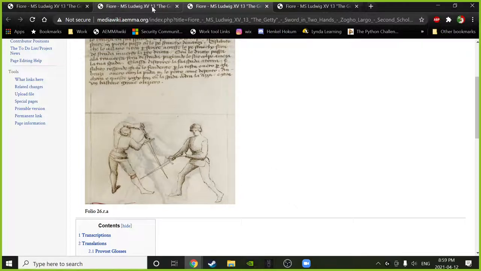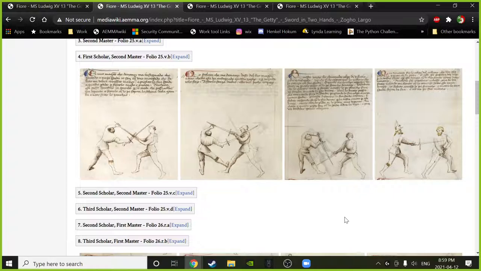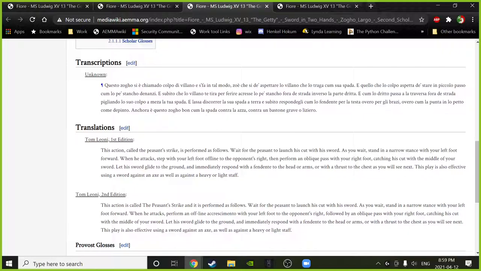The conventional reading of what Fiore is calling the peasant strike is something to do against somebody who comes in with a heavy blow, maybe even an immoderate blow. Though Fiore also takes care to mention that this play is also effective when using a sword against an axe or against a heavy or light staff. So we might read this as also being useful if you're fighting with a lighter weapon against a heavy one. Something that a heavy weapon will often do, especially against a weapon that they perceive as light, is come down with fendentes, because the light weapon combined with the strength of the opponent might crumble and not even make the cut.